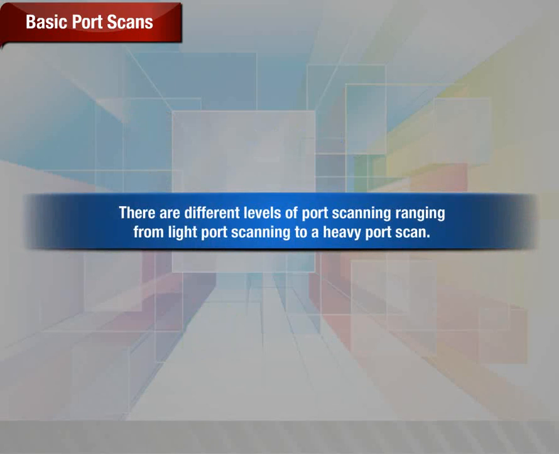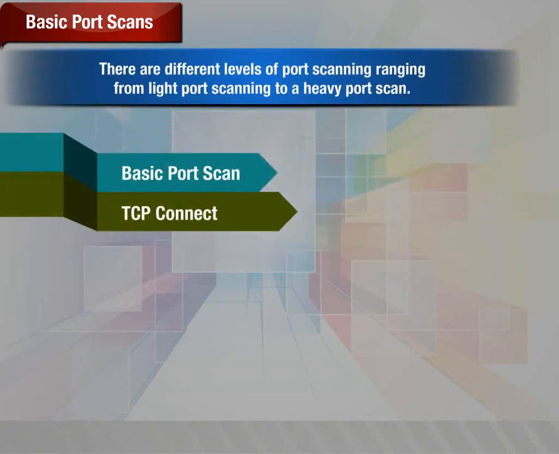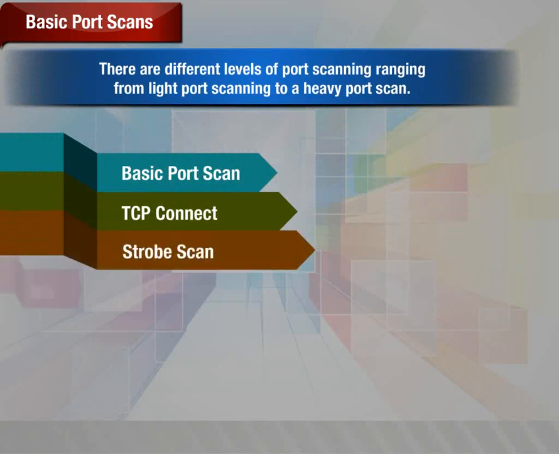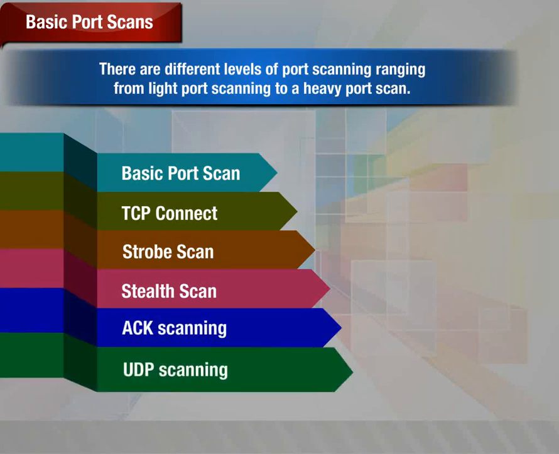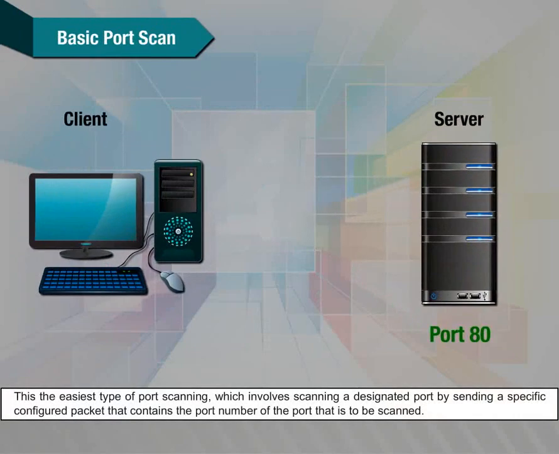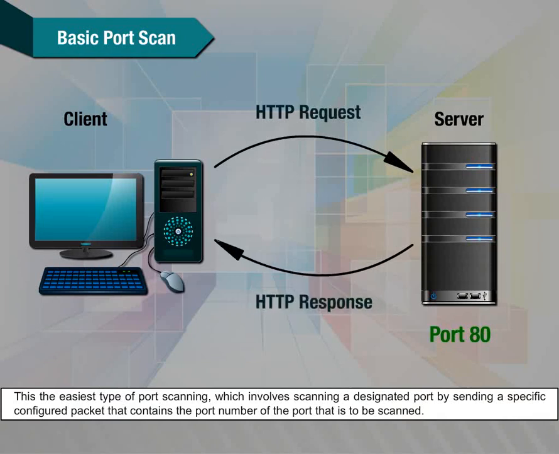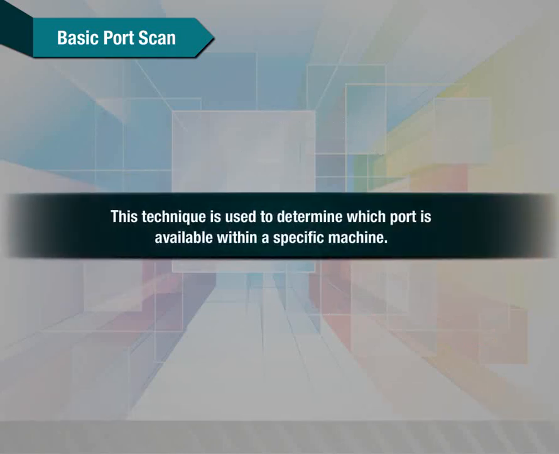There are different levels of port scanning, ranging from light port scanning to a heavy port scan. Basic port scan, TCP connect, strobe scan, stealth scan, ACK scanning, UDP scanning. Basic port scan. This is the easiest type of port scanning, which involves scanning a designated port by sending a specifically configured packet that contains a port number of the port that is to be scanned. This technique is used to determine which port is available within a specific machine.